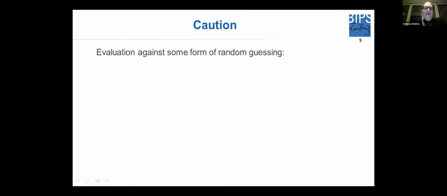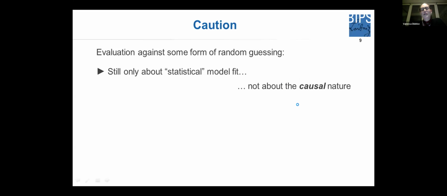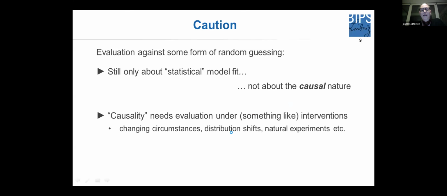One word of caution is that with all this evaluation, even against some random guessing, this is still some sort of statistical model fitting, or looking at whether it statistically differs from random guessing. But it's not about the causal nature, which really needs evaluation under some changes, something like interventions, some changing circumstances, distributional shifts, natural experiments, etc.